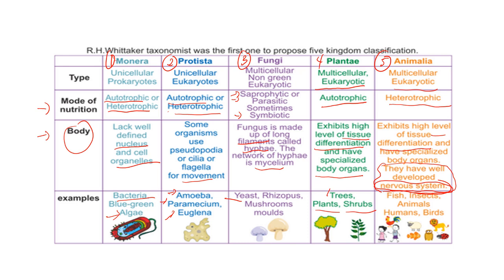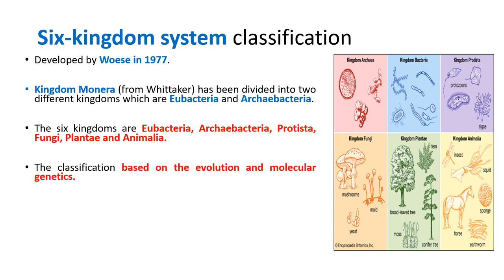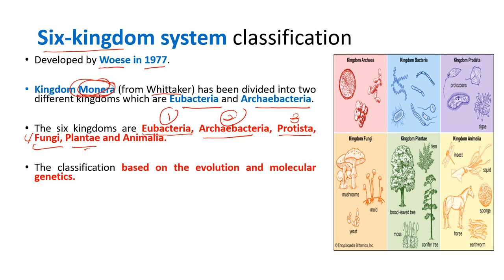So these are the five kingdom classification proposed by Whittaker in 1969. The next one is the six kingdom classification. This one was developed by a scientist named Woese in 1977. So it has six kingdoms. You have the kingdom Monera, which is taken from Whittaker. The kingdom Monera is divided into two different kingdoms, which are Eubacteria and Archaebacteria. That's why it consists of six kingdoms. The rest is maintained: you have the Protista, the same as Whittaker proposed, the fungi, the Plantae, and the Animalia. So six different kingdoms proposed by Woese.